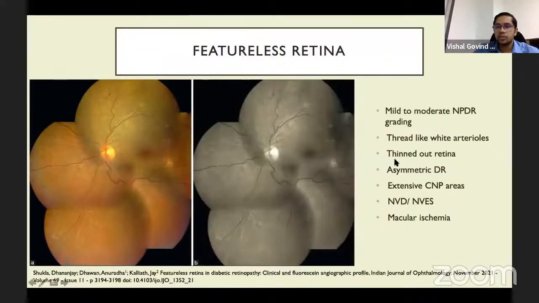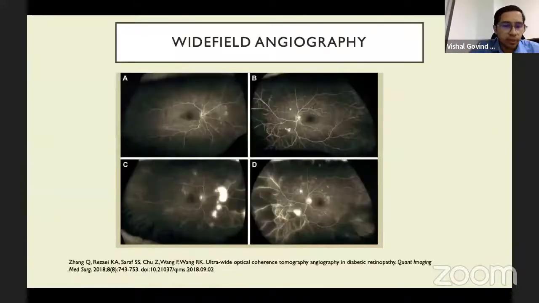So as the description suggests, normally these are eyes where one eye has PDR and the other eye is diagnosed as mild or moderate NPDR. So it leads to an asymmetric DR grading, but actually ends up being a featureless retina. This is an important finding which angiography can pick up.